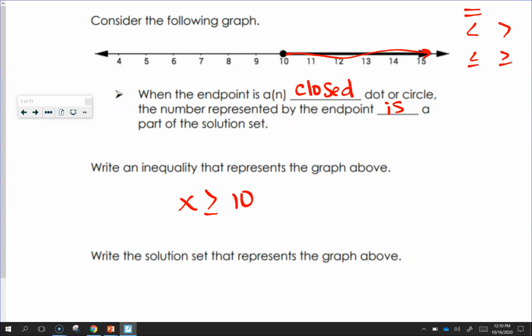All right, my solution set. Funny little squiggle. What variable are we talking about? My variable is x. And what x's are we allowed to have? Greater than or equal to 10. So see how the inequality is what I write in my solution set.